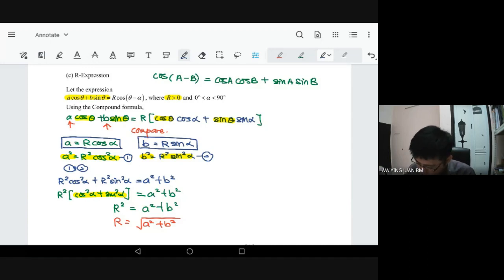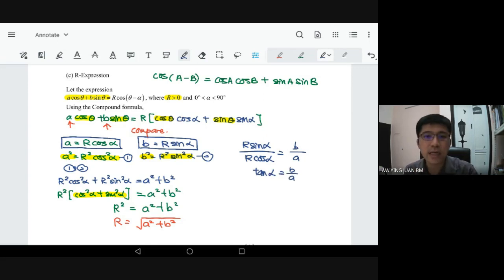Okay, so in here we have R sine alpha over R cos alpha equals B over A. So simplify, R is a constant, we can simplify. Sine alpha over cos alpha, so we have tangent alpha equals B over A. So that is the way how we determine the alpha. Alpha is the basic angle.